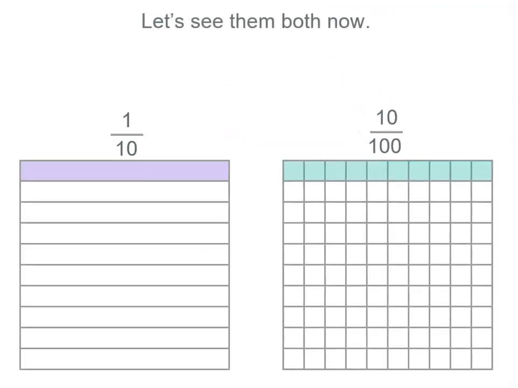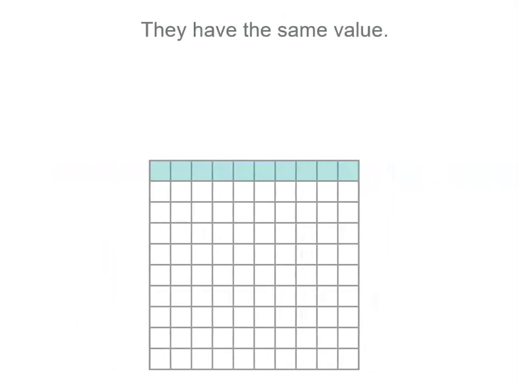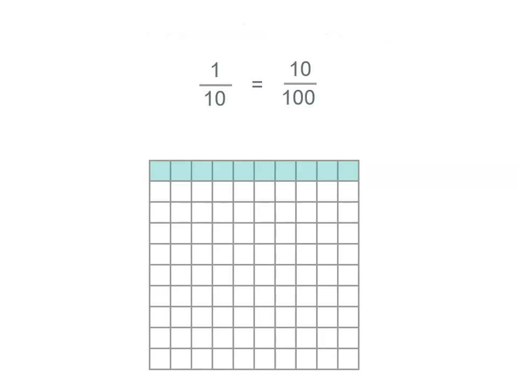Now, if we put them side by side, you might notice something here. 1/10 and 10 100ths has the same value. It's just that one has more pieces that are smaller. So 1/10 is equal or equivalent to 10 100ths.